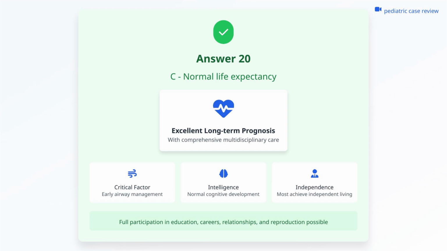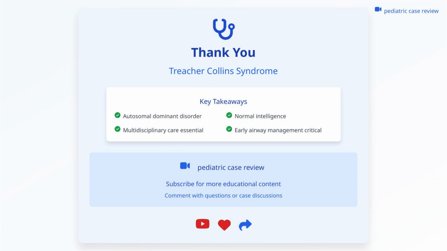With appropriate multidisciplinary management, individuals with Treacher Collins syndrome have normal life expectancy. Early airway management is crucial for survival. Normal intelligence allows full educational and vocational achievement. Multiple surgeries improve both function and appearance. Most individuals achieve independent living, successful careers, relationships, and can have children. Overall prognosis is excellent. We've completed our comprehensive review of Treacher Collins Syndrome, covering genetics, clinical presentation, management, and outcomes.